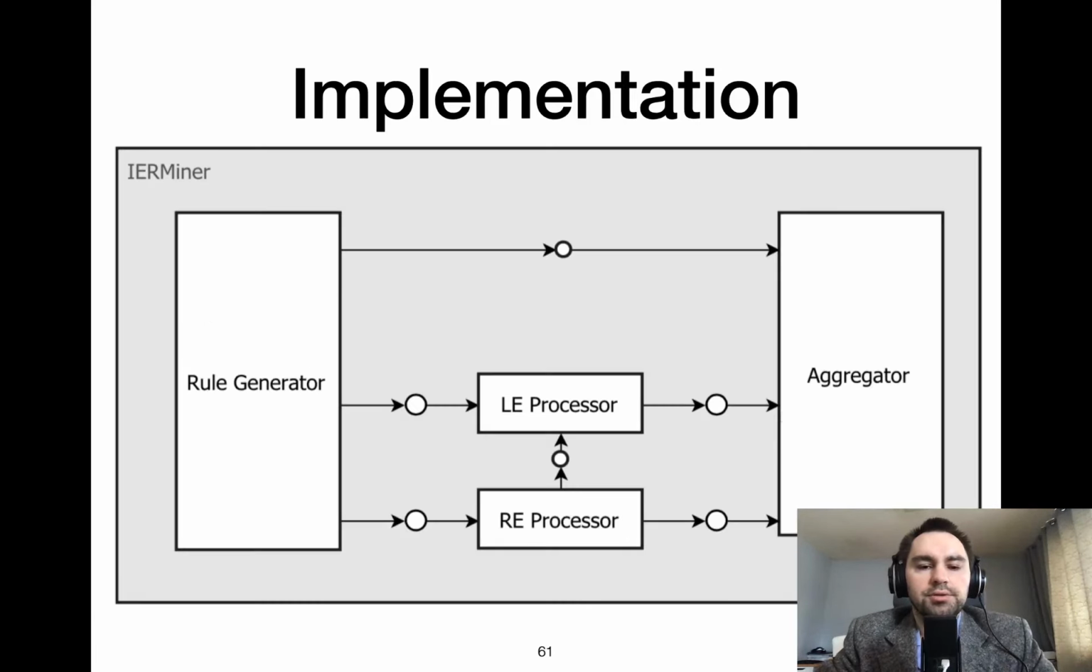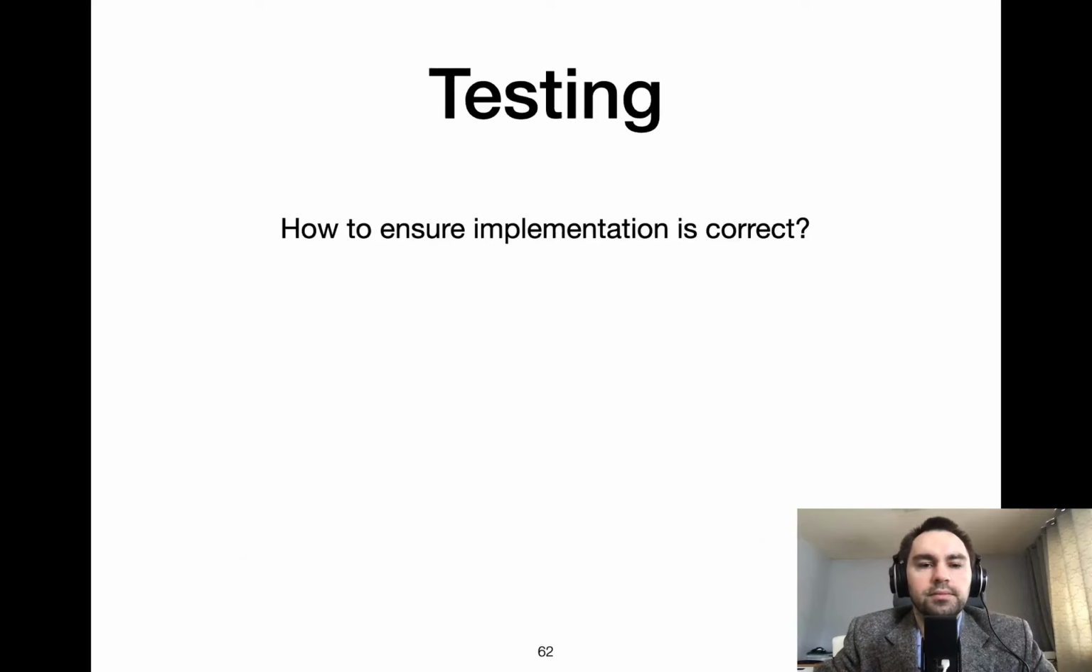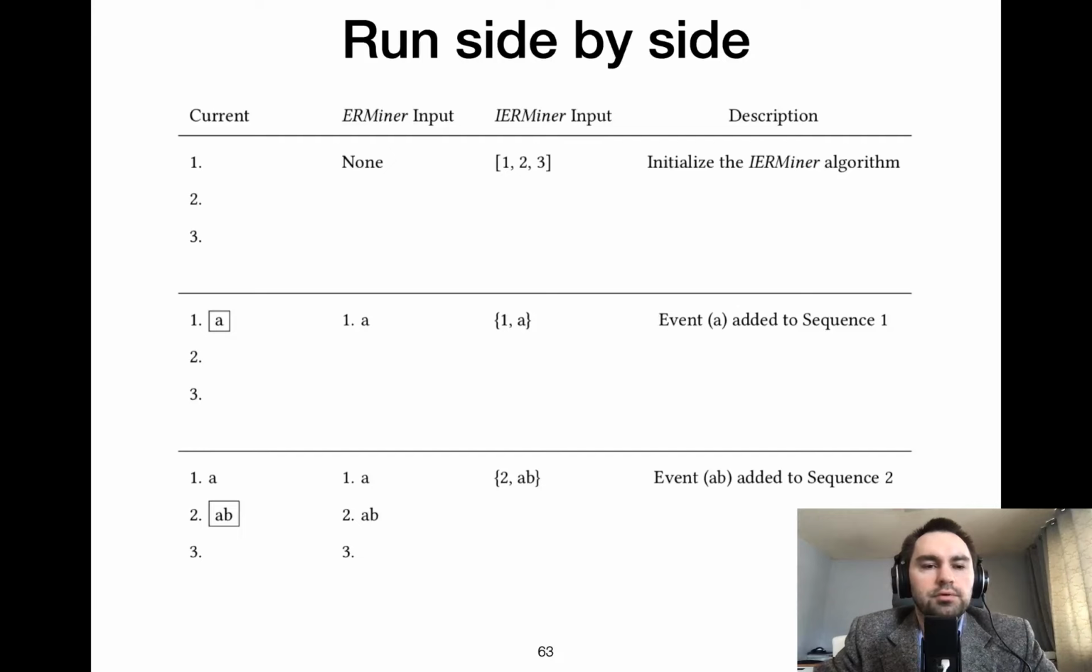So our implementation contains these components: rule generator, the thing that generates these initial rules, left equivalence class processor, right equivalence class processor, and an aggregator. How do we ensure that our implementation is correct? Well, we run it side by side with the original algorithm. So ERMiner and IERMiner are run side by side, and we compare the outputs.